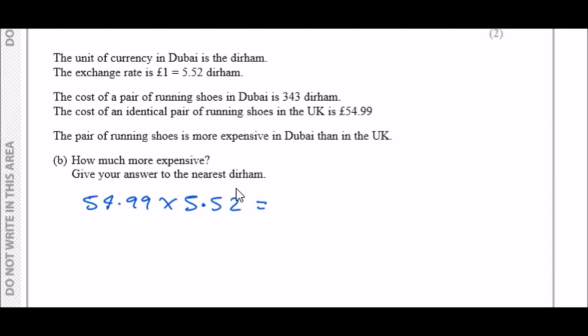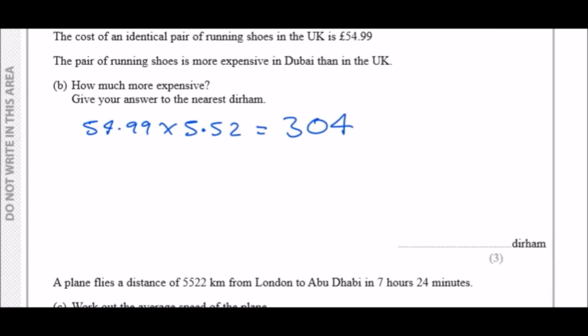54.99 times 5.52. And you should get to the nearest dirham 304. So it should be 303.5, but round it up. So it's basically more expensive by, and then you just do 343 minus 304. It's expensive by 39. The difference is 39. Get a lot of marks for that as well.